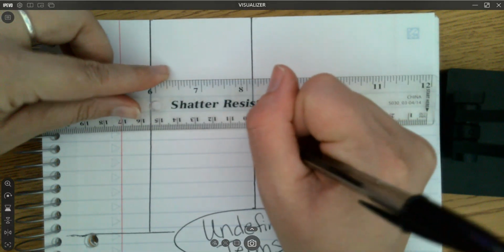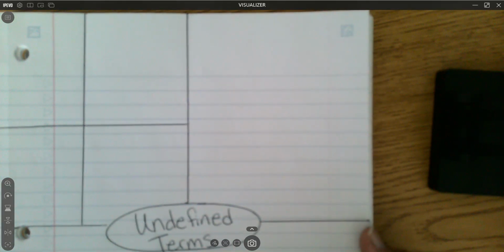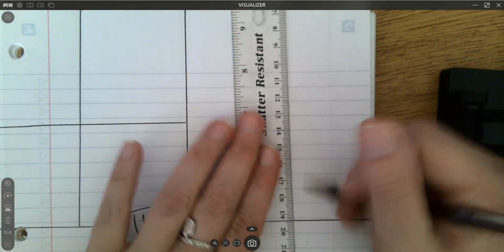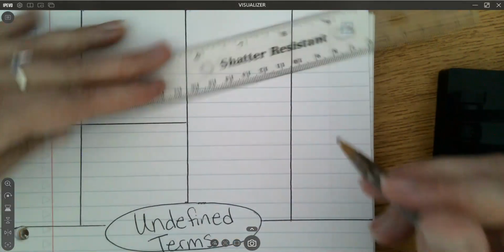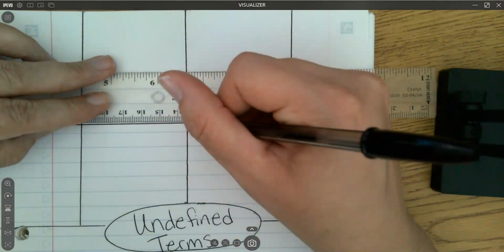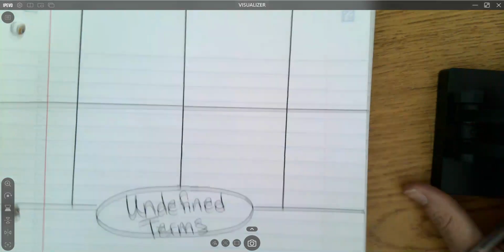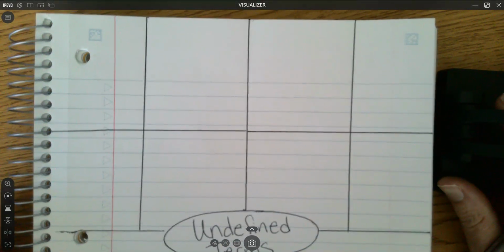And then I'm going to cut this one into fourths. And then I'm going to do the same over here. It seems a little crazy right now, but it'll make sense once we start filling these out.